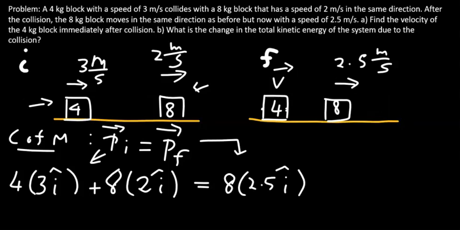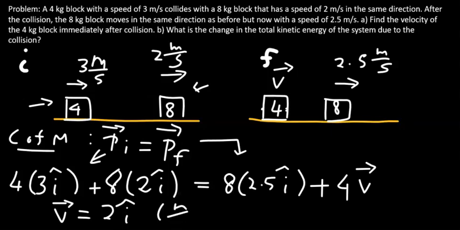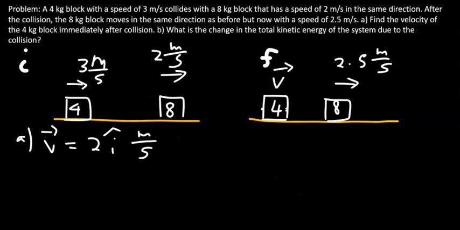Now the momentum of the 4 kg block is the mass 4 times the unknown velocity that we are trying to find. When you solve for v, you get 2i hat. Of course, the unit is meter per second. So that is the velocity of the 4 kg block immediately after the collision. Now let's do part B.